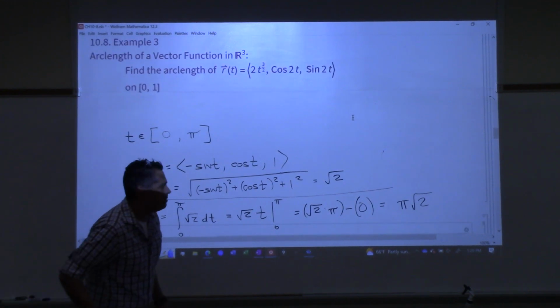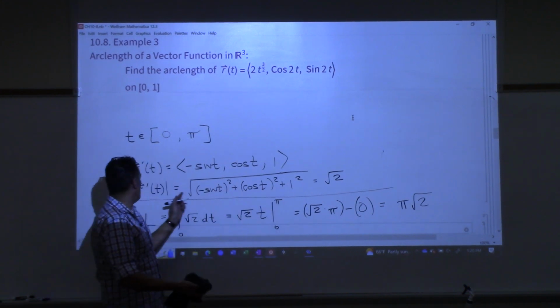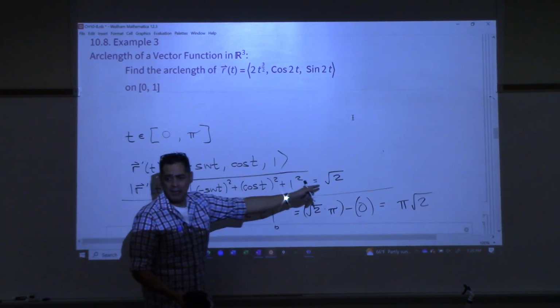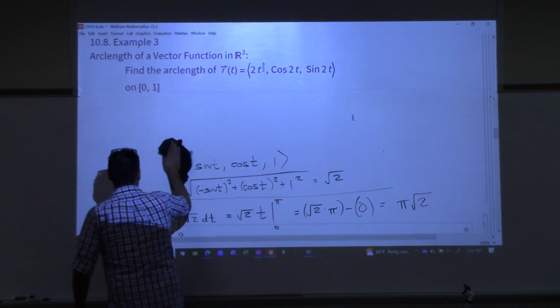A harder function, right? Everything we've had so far, our arc length, I'm sorry, not our arc length, the magnitude of our derivative has been a constant, hasn't it? Let's try something a little bit harder, like this one.